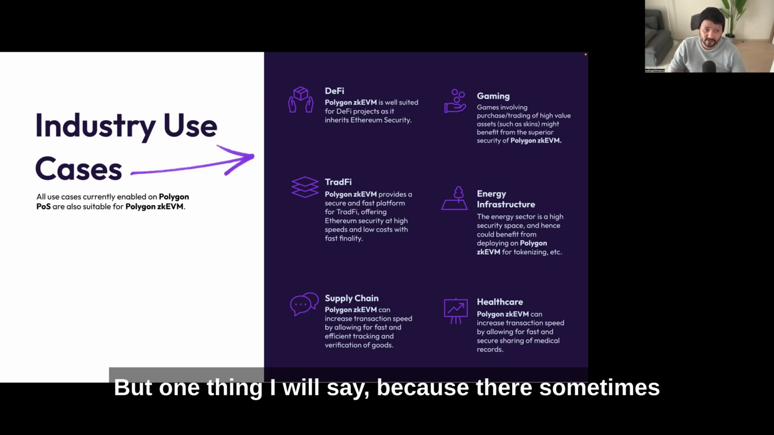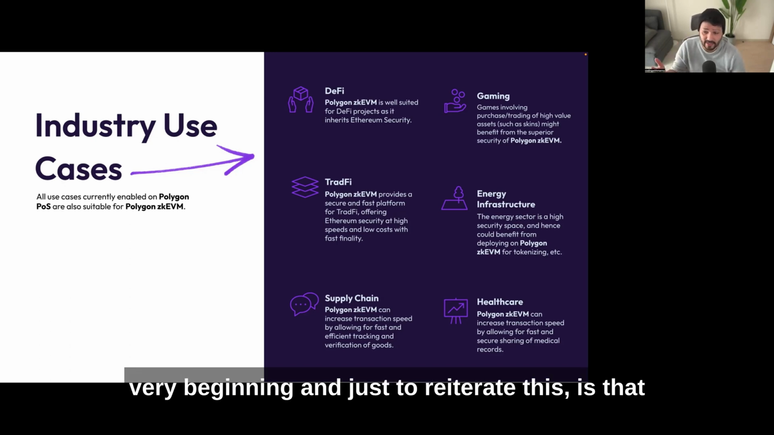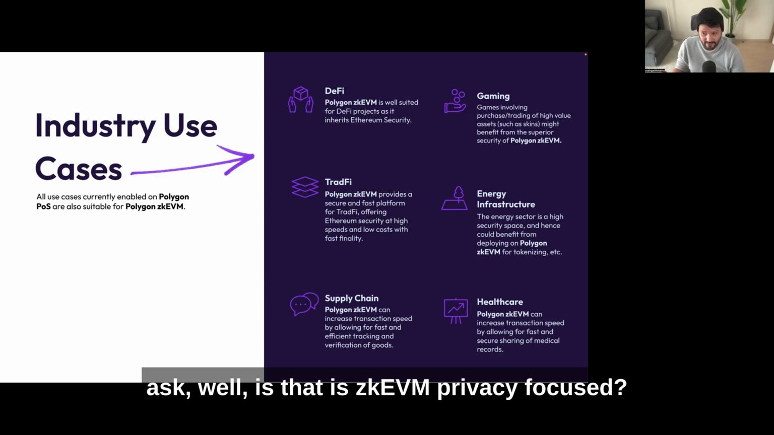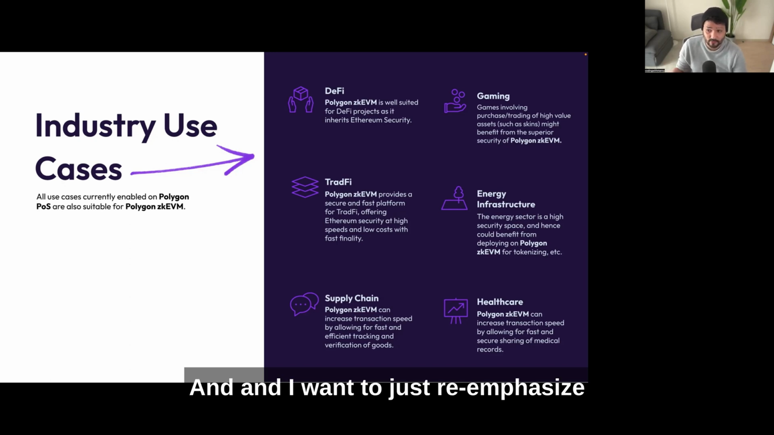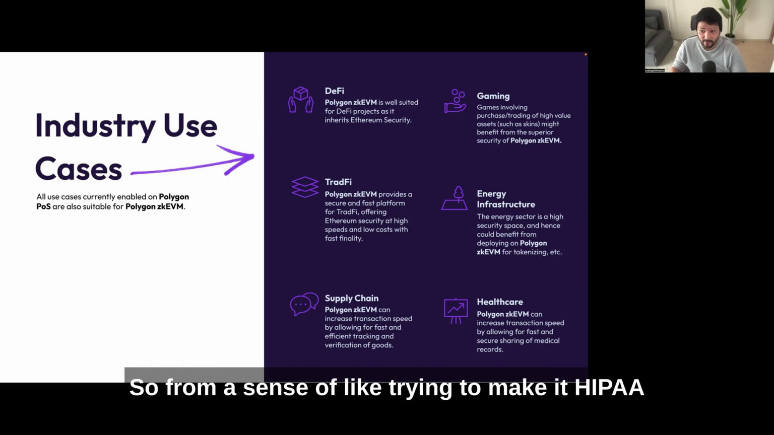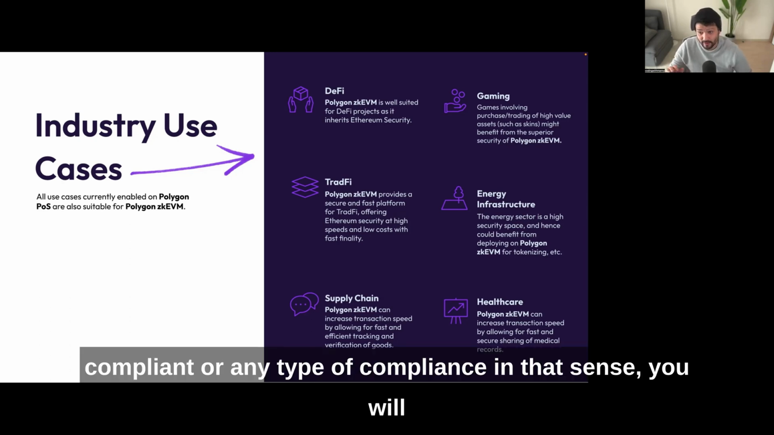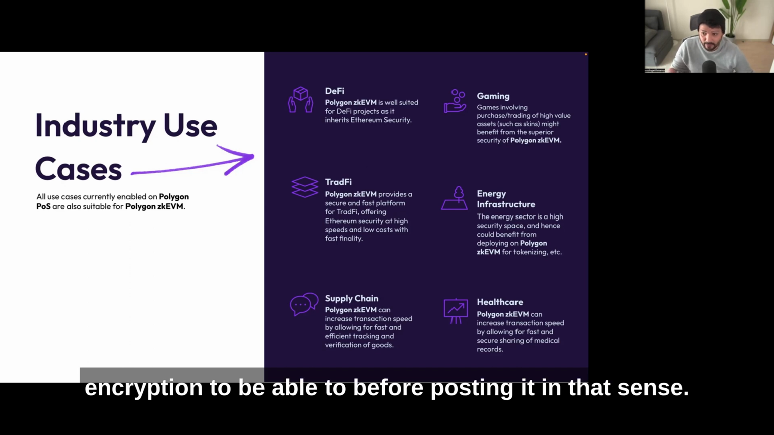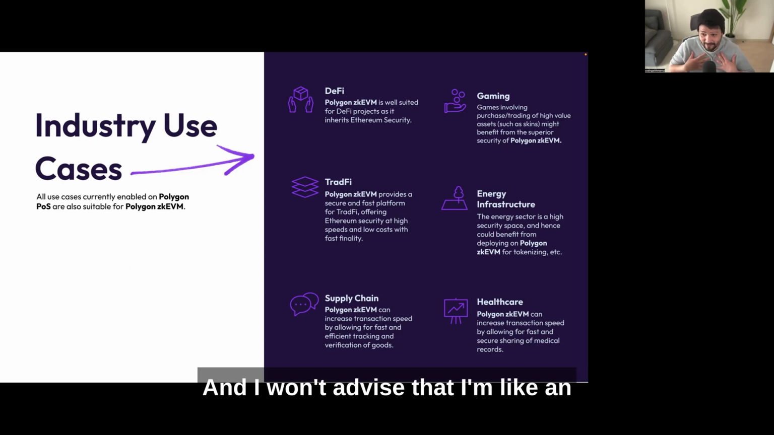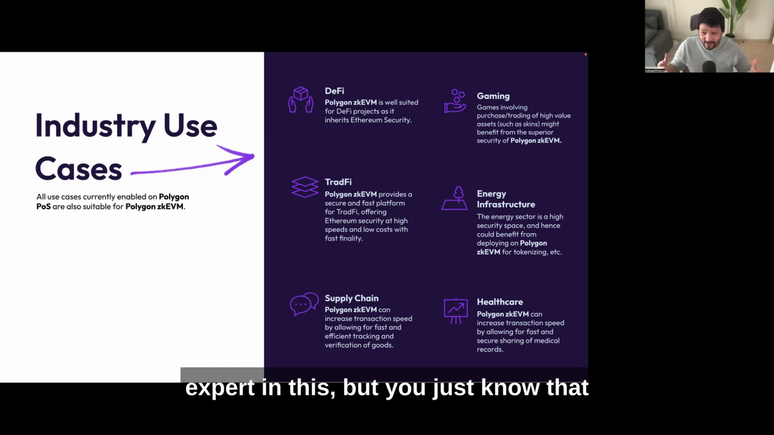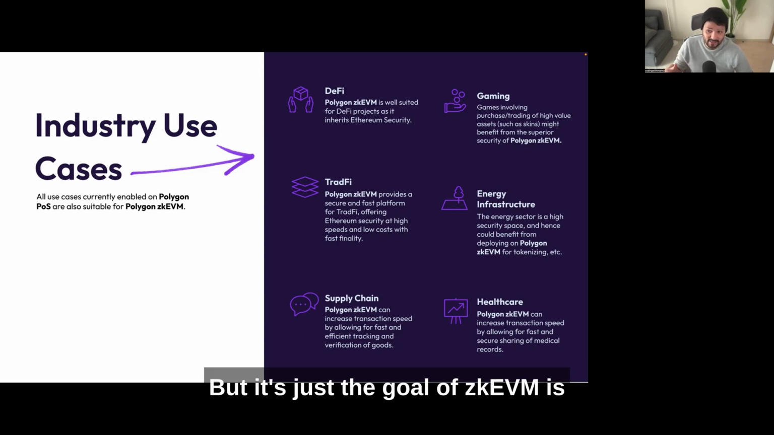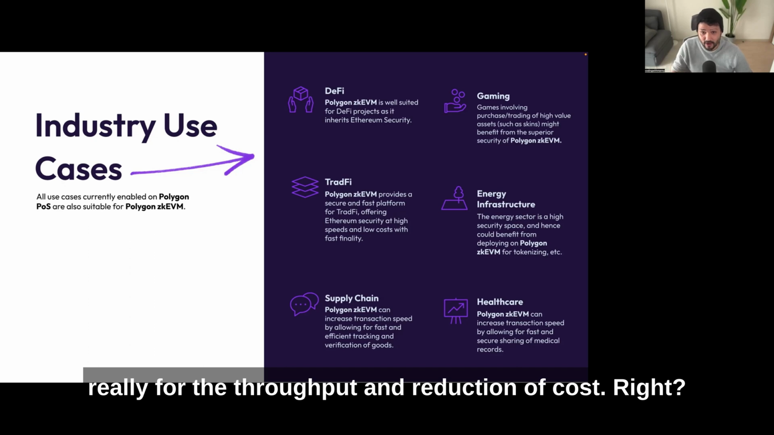But one thing I will say, because there is sometimes confusion, and I said this at the very beginning, just to reiterate: healthcare would be a solution, but most people will ask, well, is zkEVM privacy focused? I want to reemphasize that it is not privacy focused. So if you're trying to make it HIPAA compliant or meet any type of compliance, you will still have to rely on some of your own cryptography or encryption before posting. I won't claim to be an expert in this, but just know that the information you post is public. The goal of zkEVM is really throughput and reduction of cost, right?